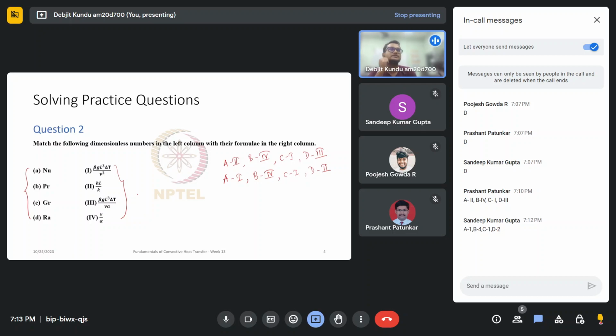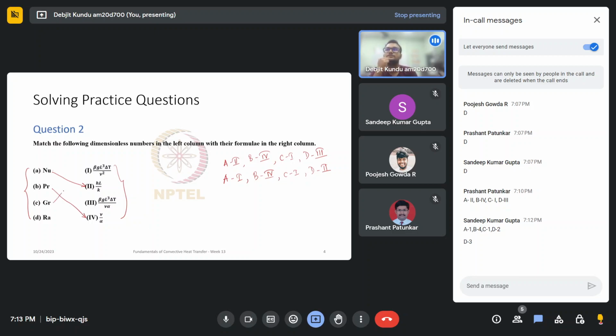So let's start solving it. We will start with the easy one. Nusselt number is hL by k. We know that it is the non-dimensional form of the coefficient of convective heat transfer. Then Prandtl number is simply nu by alpha, which is a property of a fluid and does not depend on the conditions of fluid flow.